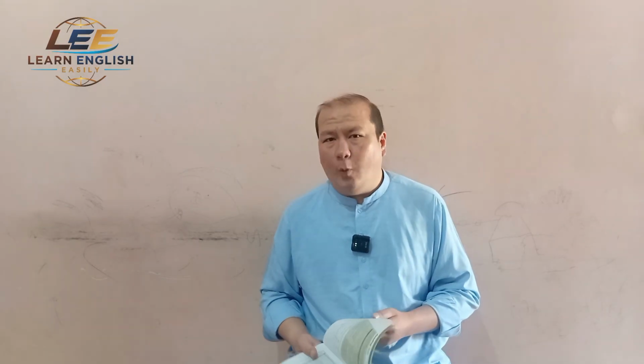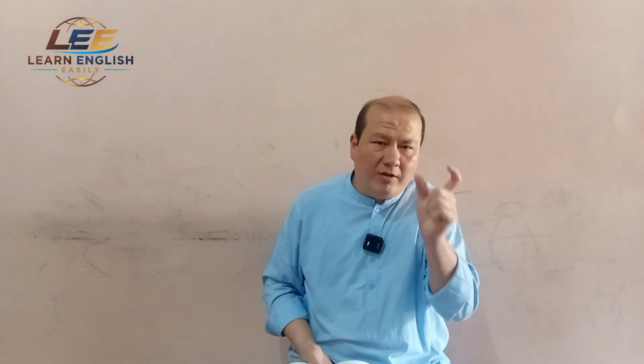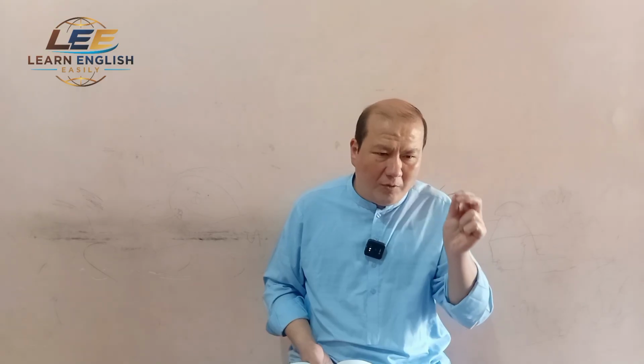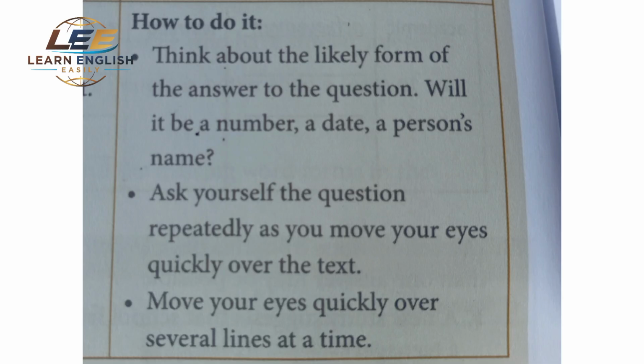So first you have to know the question, and then you should know what that thing is that you're looking for. Is it a number? Is it a date? Is it a particular name? Or is it a specific place? Is it a pronoun? What is it that you're looking for? The second thing, ask yourself the question repeatedly as you move your eyes quickly over the text. The last one is to move your eyes quickly over several lines at a time.